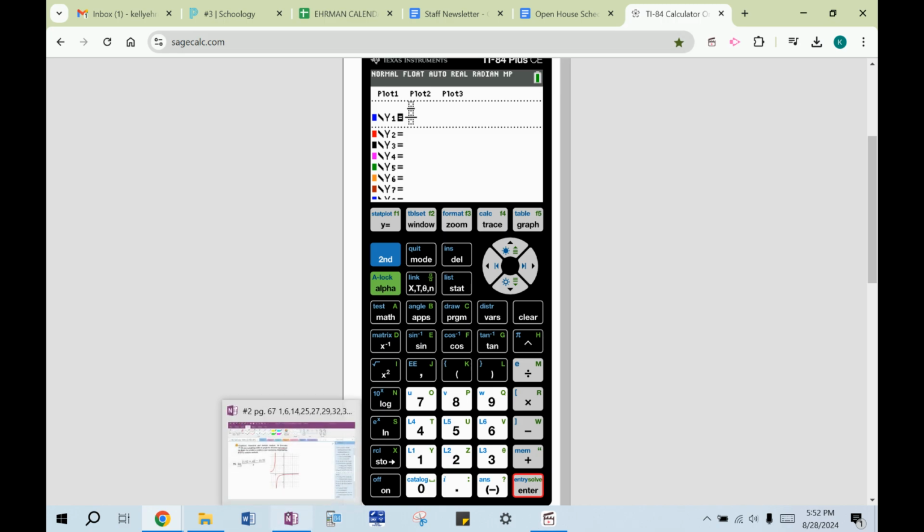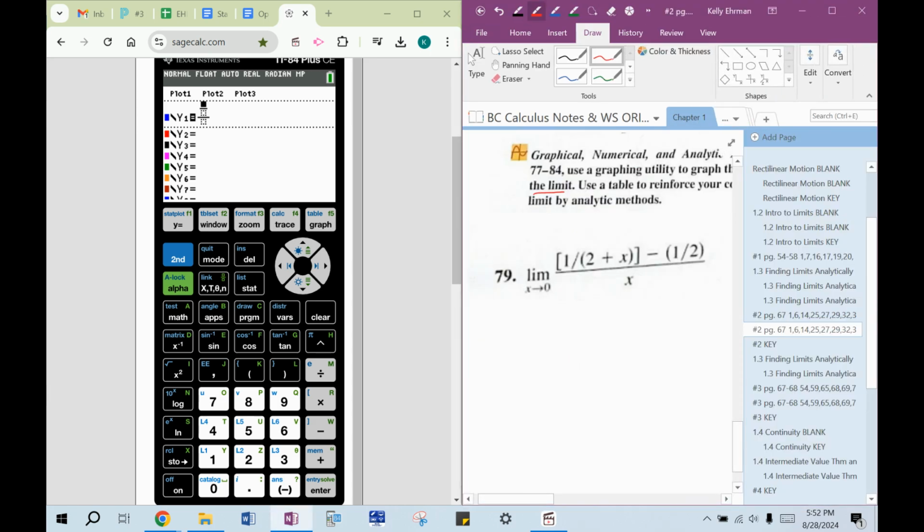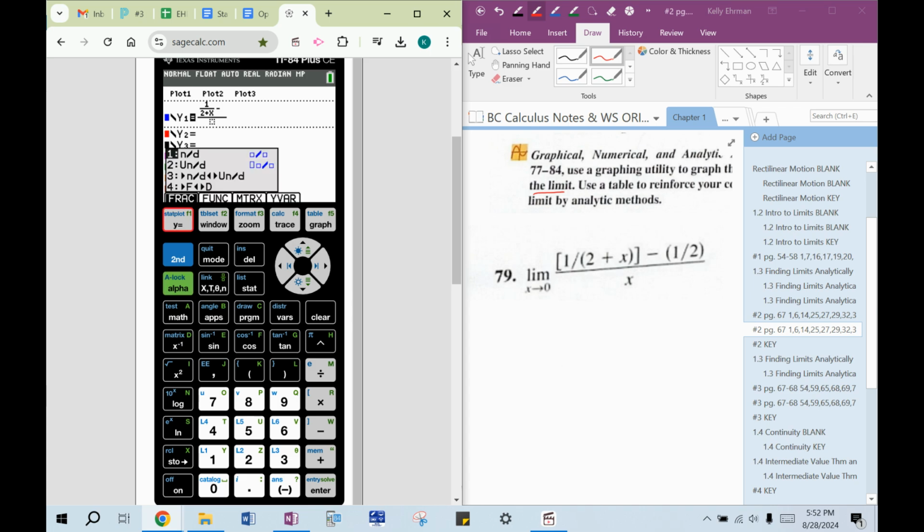So what were we trying to type in? We were trying to get 1 over 2 plus x. So now see how it's doing that like math type, so that's kind of nice. And then minus 1 divided by 2. I didn't have to use the fraction there, I just wanted to keep it looking nice. And then it's over x.